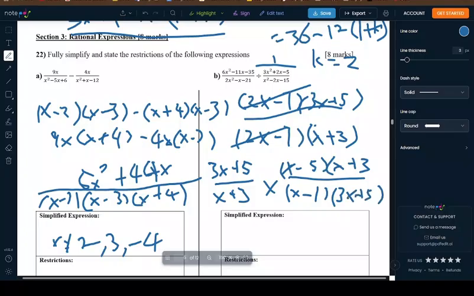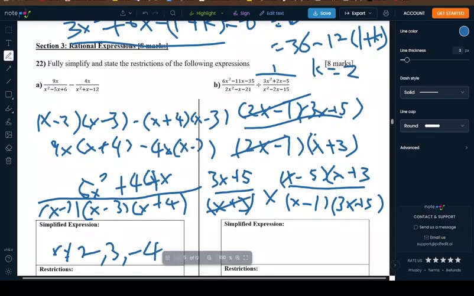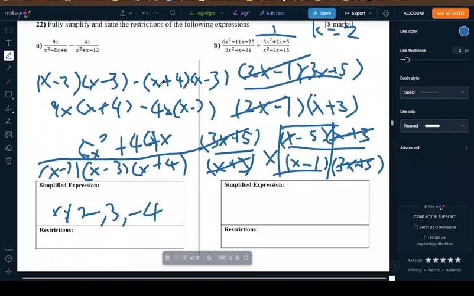So notice that this and this cancels out. This and this cancels out, and 3x plus 5 cancels out. So our final expression is this: x minus 5 over x minus 1. And now we're going to look back into our entire process and see everything in our denominator and make sure that it doesn't equal 0.